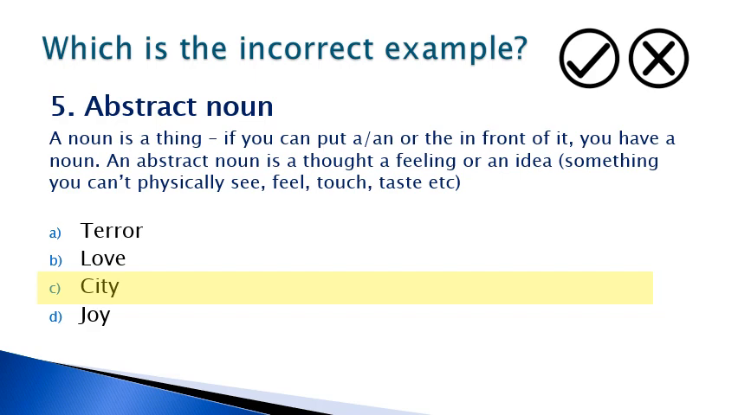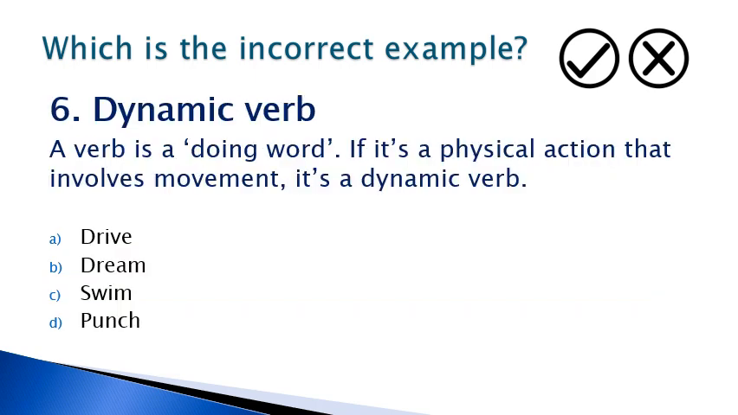Okay? And finally, number 6 on these ones, a dynamic verb. So a verb is a doing word. If it's a physical action that involves movement, it's a dynamic verb. So running, dancing, for instance, those are dynamic verbs. But we can have present participle verbs that end in ing, or we can just have present tense verbs like these ones. And these are actually infinitive verbs as well. So to drive, to dream, to swim, to punch.